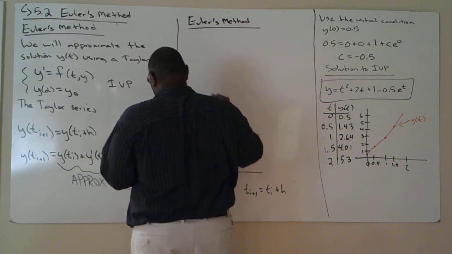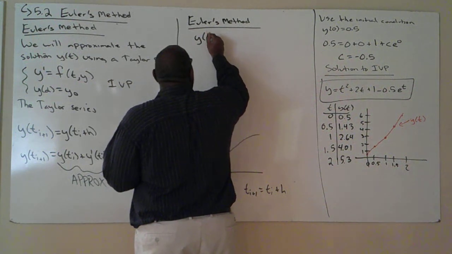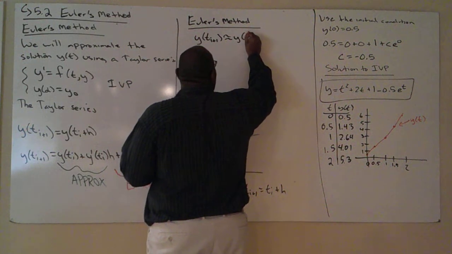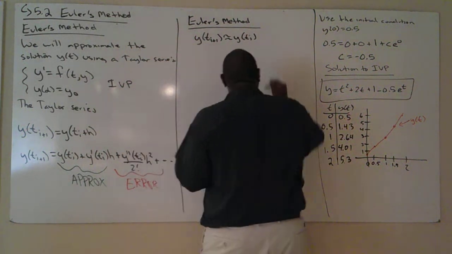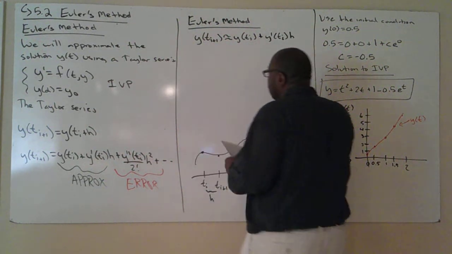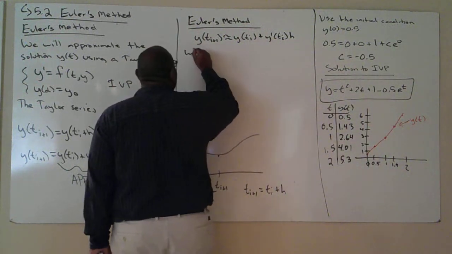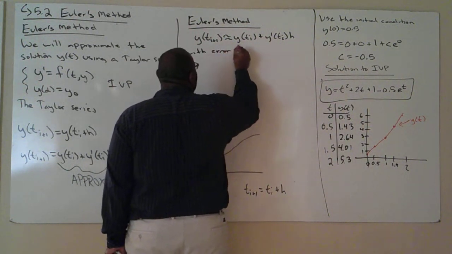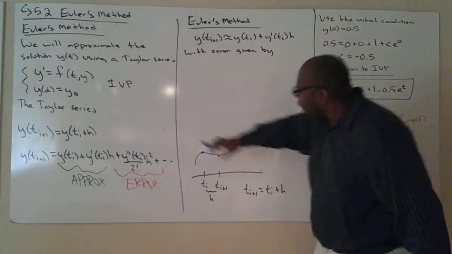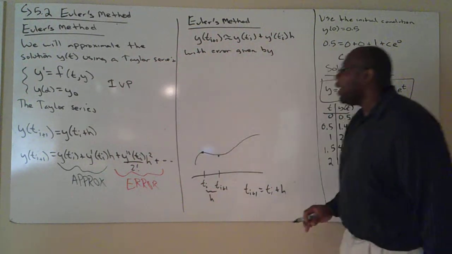It's essentially just going to be y of t sub i plus 1 is approximately equal to y of t sub i plus y prime of t sub i times h. Then I say, okay, with error given by what? Well, it's going to be given by these remaining terms of my Taylor series. And we've done this before.